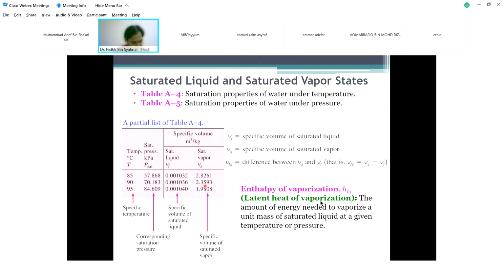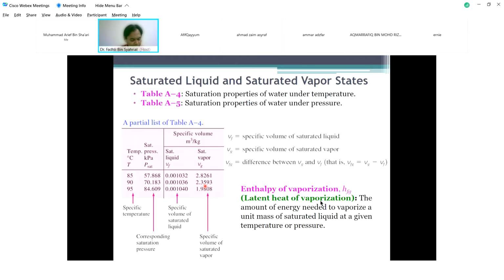Look at your table A4, find 90 degrees C. They have another full data for 90 degrees. For internal energy, the value is 376.97. Then saturated vapor case, the internal energy is 2494. Kemudian kita ada juga data untuk enthalpy dan juga entropi.